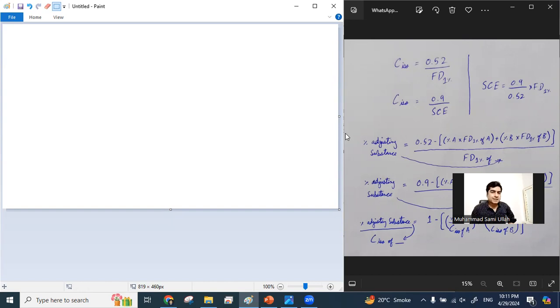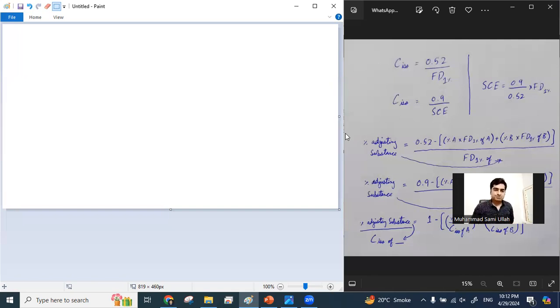And for SCE, this is a different formula than these two. I don't think this is going to be part of your exam, but just remember it because the values are similar all over. To find SCE, sodium chloride equivalent, when they give you FD 1%, this formula will come as 0.9 divided by 0.52. So the values are the same, just memorize this. Take an overview of the formulas, and when we utilize them, you will have full understanding.